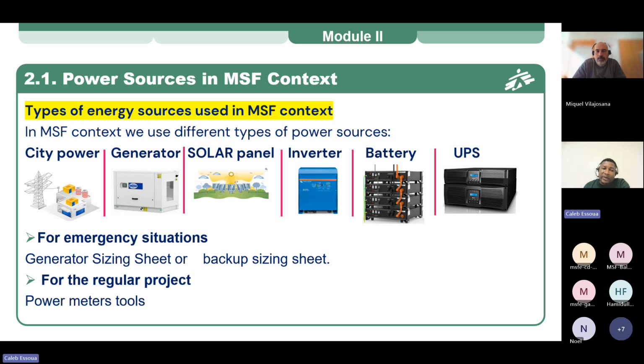So we have city power, as you mentioned, generator, solar panel, inverter, battery, UPS, etc. These are the things that we basically have in our project and in our missions. Okay. So some of these power sources are used as a main power source, and others are used as a backup source for sensitive equipment, for example, equipment that needs to be operational 24 hours a day, like the communication equipment, like cold chain equipment.